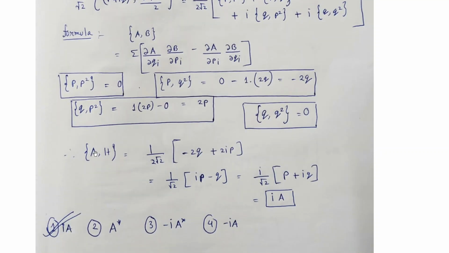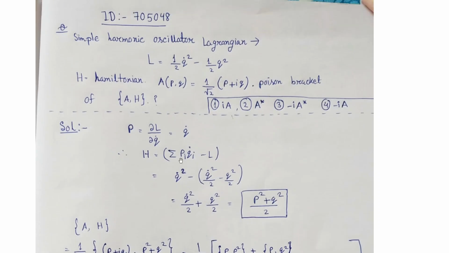So the Poisson bracket of A and H is equal to 1 by 2 root 2 bracket. In the bracket there is minus 2Q plus 2iP. So 1 by root 2 into iP minus Q. If you pull this iota outside from the bracket, you will get i by root 2 into P plus iQ. So that is equal to iA. So option 1 will be the correct answer for this question.